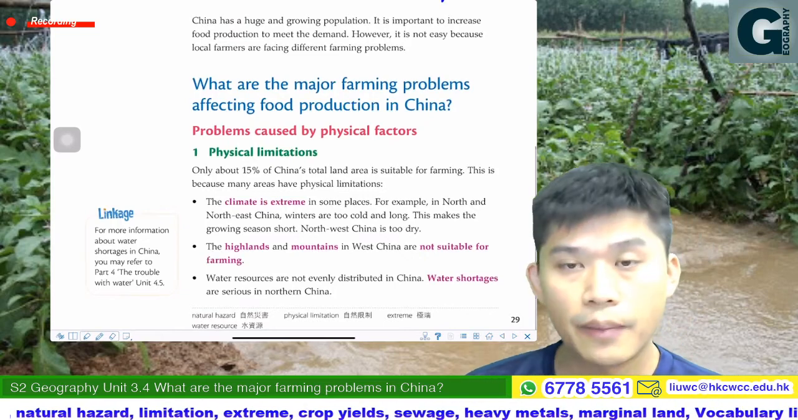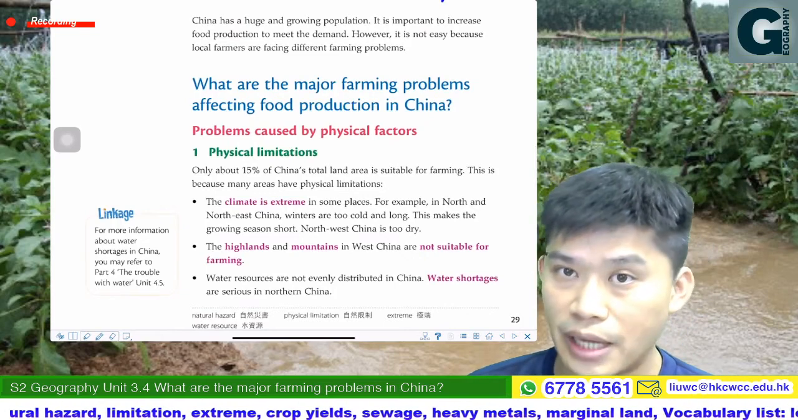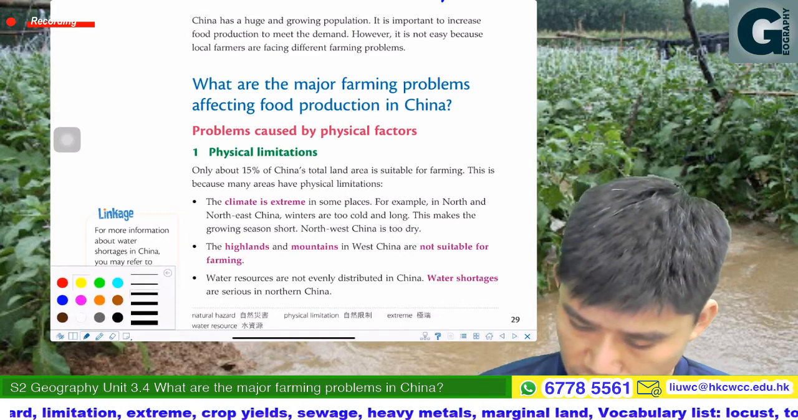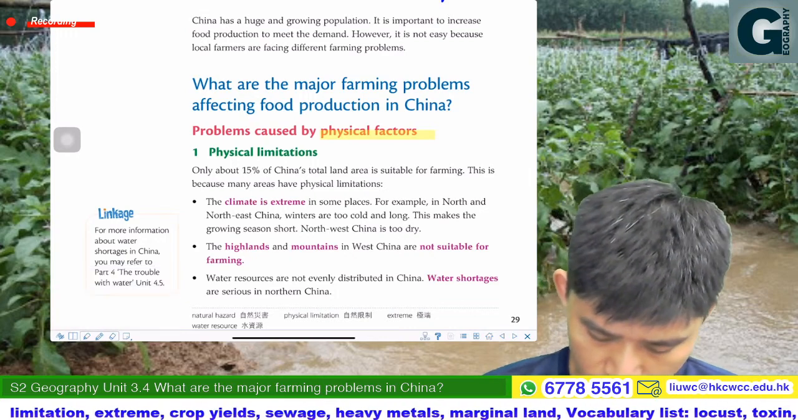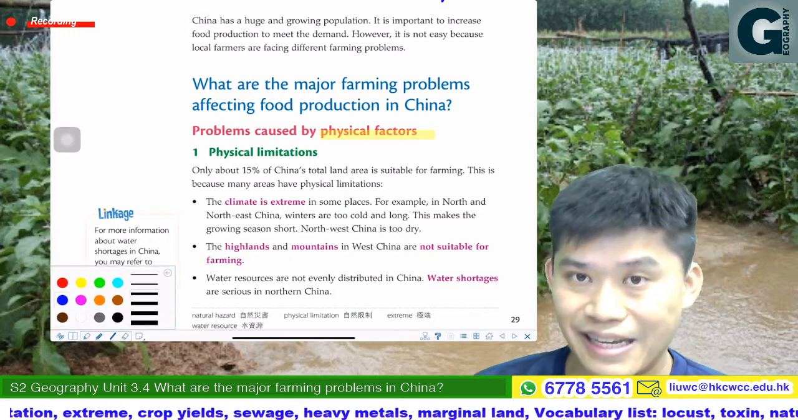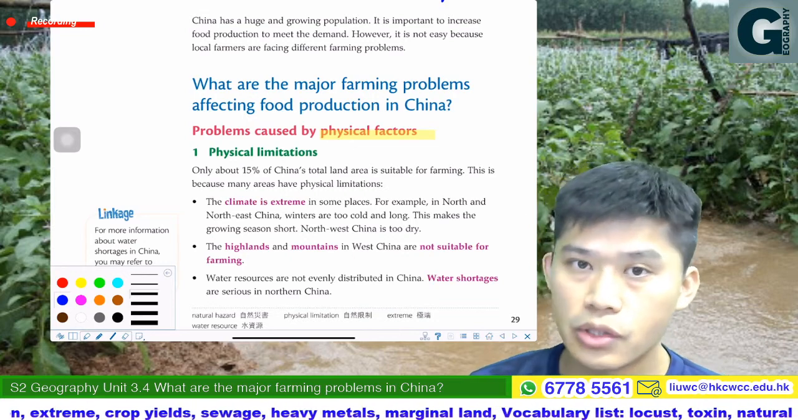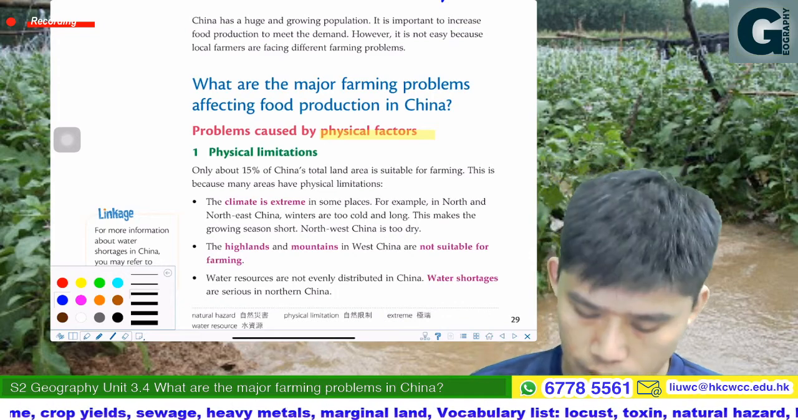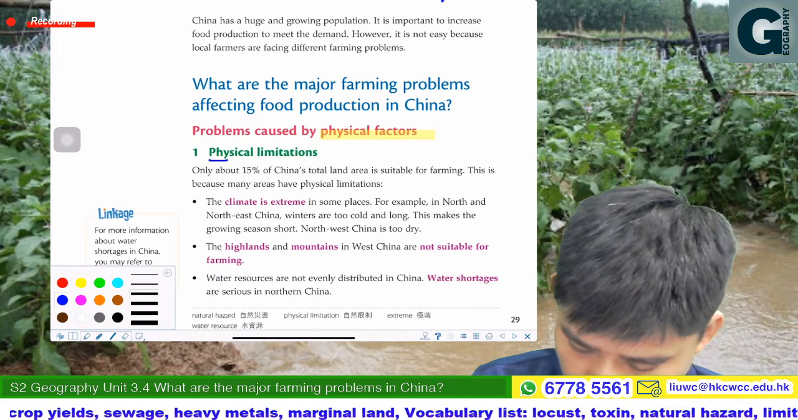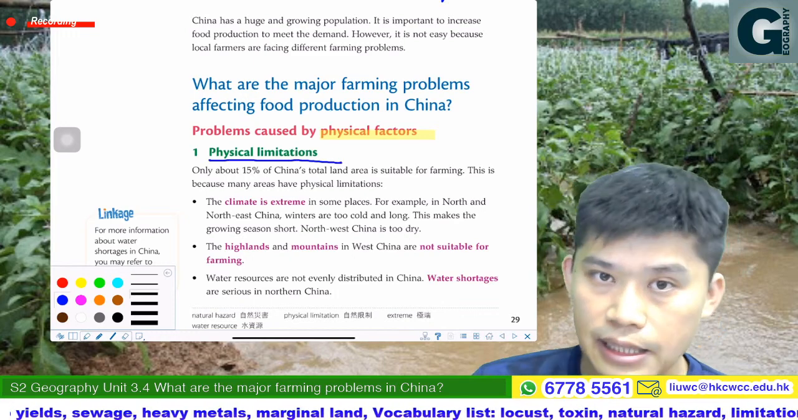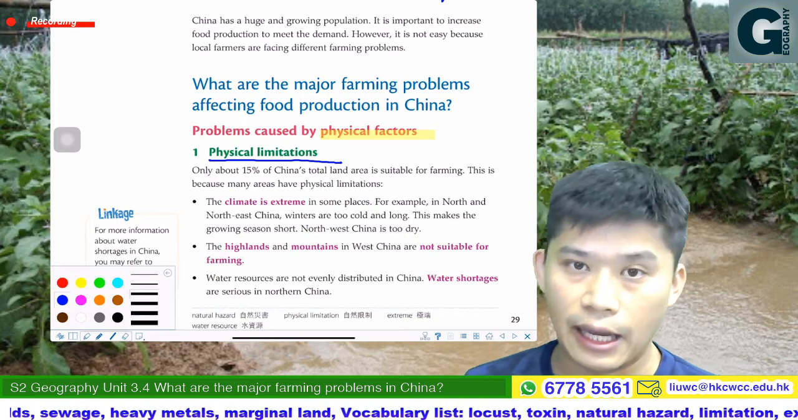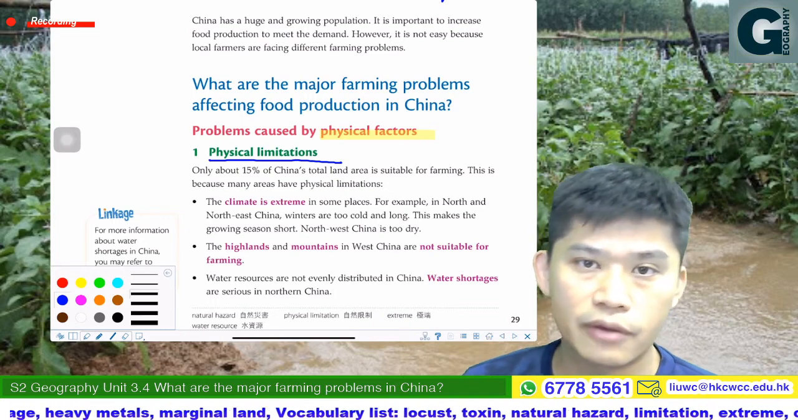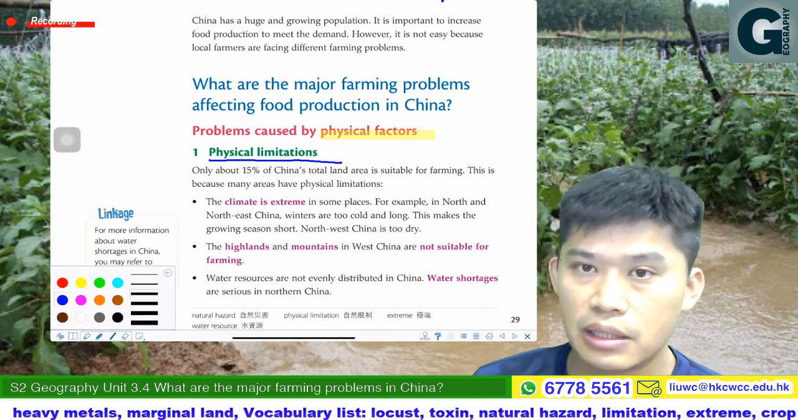What are the major farming problems that affect the food production in China? The first one is the problem caused by the physical factor. For physical factors, mainly we will talk about climate, relief, or water supply. So for the first one, physical limitation, 一啲嘅自然嘅限制啦。同一啲我哋嗰個自然環境有關嘅嗰個情況啦。Okay, so you can see that only about 15 of China's total land area is suitable for farming.